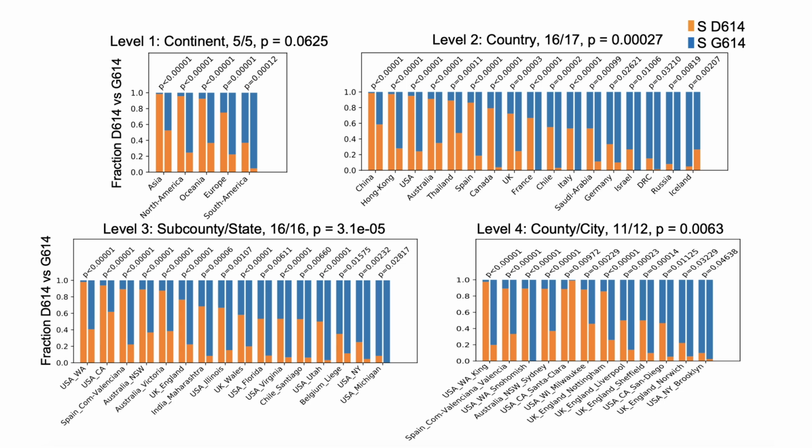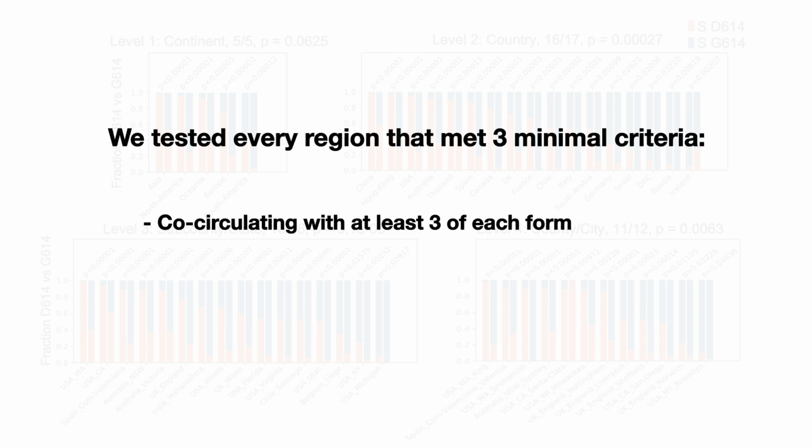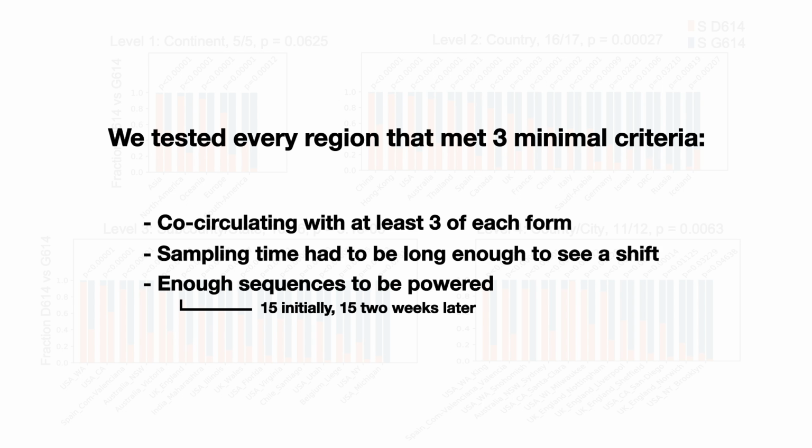Part B shows all GISAID regional data with enough information to determine if D and G frequencies were significantly changing over time. The four groupings get ever more local from continents, top left, to counties and cities, bottom right. We tested every region that met three minimal criteria. First, both D and G had to be co-circulating with at least three of each form. Second, sampling had to span enough time to see a shift, at least 2 weeks. Third, there had to be enough sequences to be adequately powered, 15 initially and 15 2 weeks later.